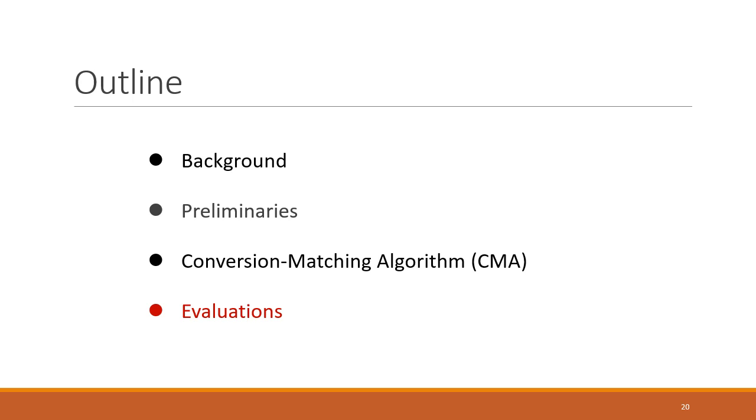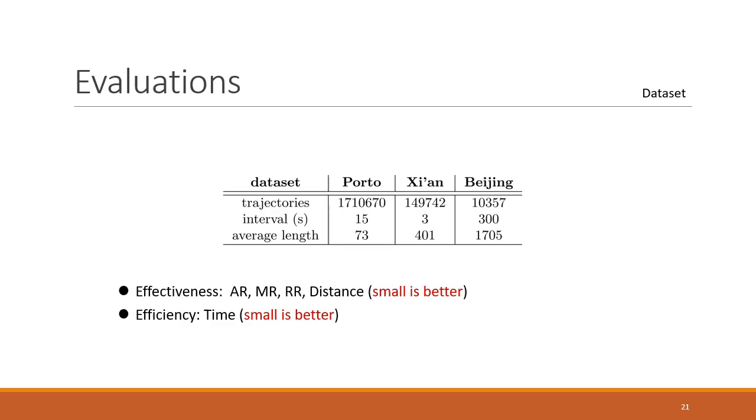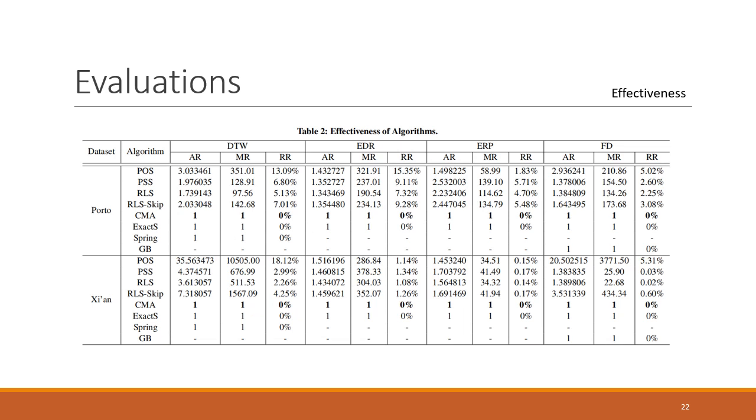Finally, we conduct extensive experiments to validate the capability of the proposed algorithms in this paper. We use three datasets with different trajectory lengths in our experiments. We use the evaluation metrics AR, MR, RR, and distance, which were used in previous work, to compare the quality of the optimal trajectory found by different algorithms. The table shows the results of different algorithms. The subtrajectory found by approximate algorithms when using DTW as the distance function is far from the optimal subtrajectory.